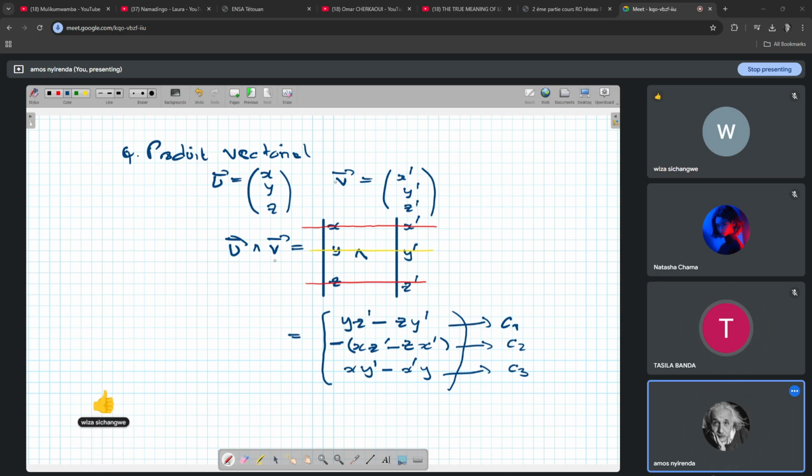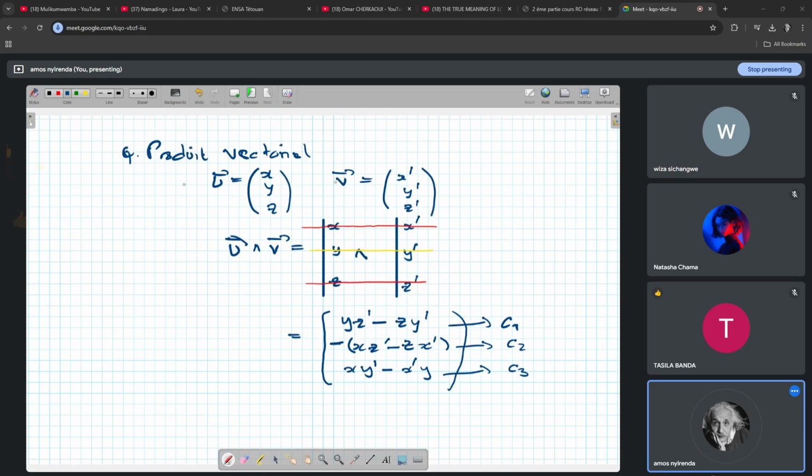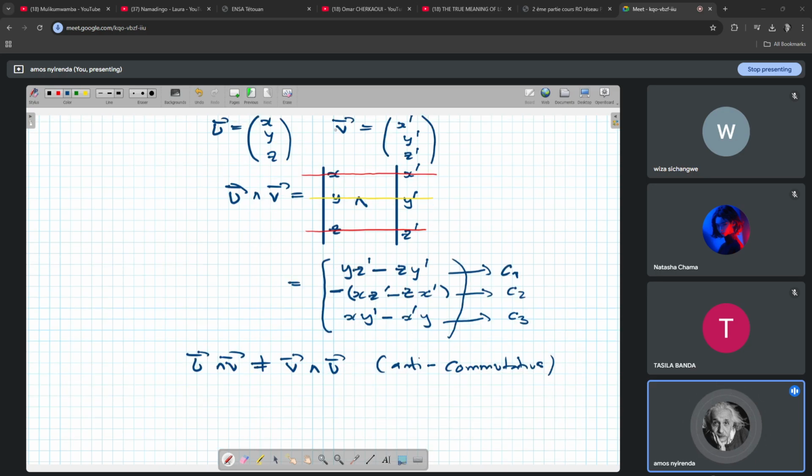So, right. Now let's talk a little bit more about this vector product. Unlike the scalar product that is commutative, the vector product is anti-commutative. So in general, u vectoriel v is not equal to v vectoriel u. I cannot swap the positions. The vector product is anti-commutative.